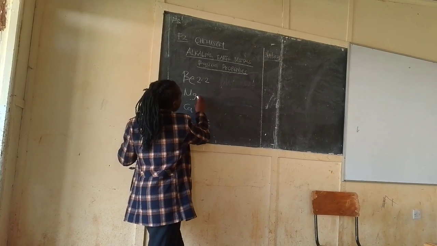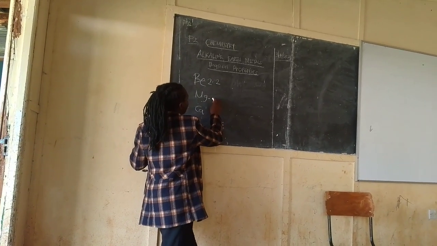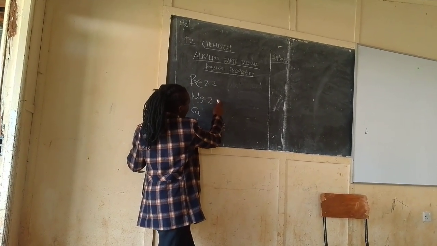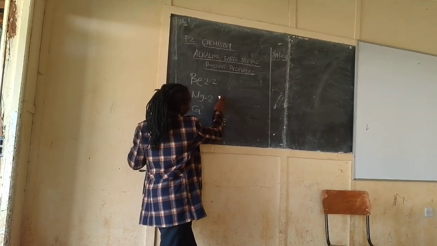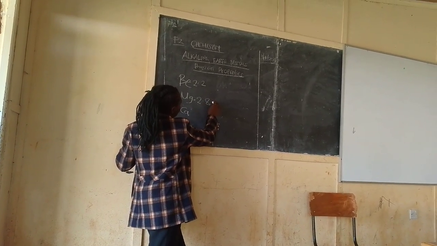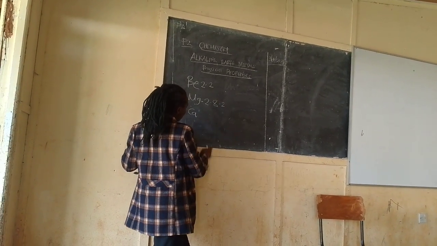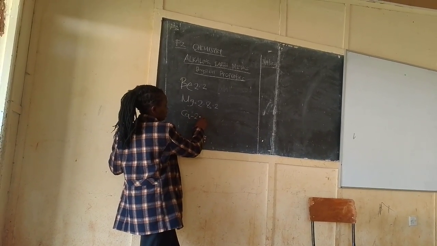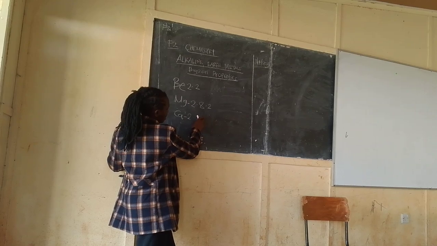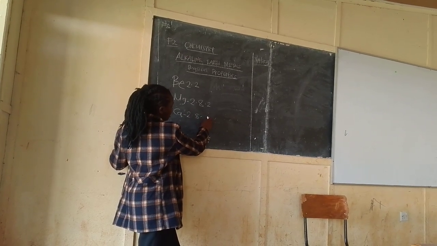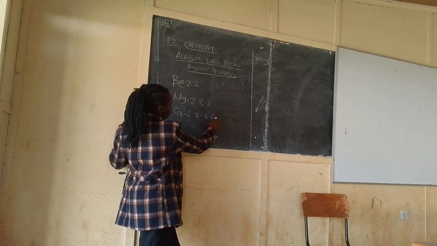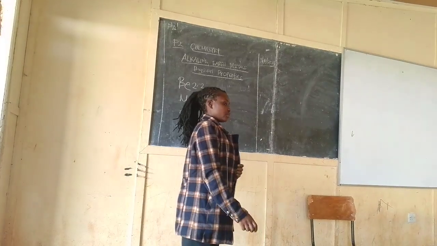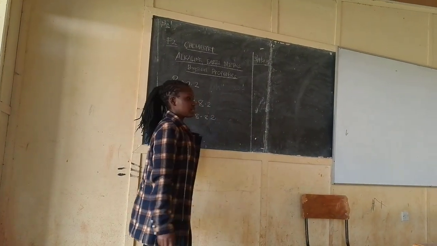You know, the atomic size of beryllium: it has 2 electrons in the innermost energy level and 2 electrons in the outermost energy level. Magnesium has 2 electrons in the lowest energy level, 8 in the middle energy level, and 2 in the outermost energy level. Calcium has 2 electrons in the innermost energy level, 8 electrons, the other 8 and 2, making up a total of 20 electrons.